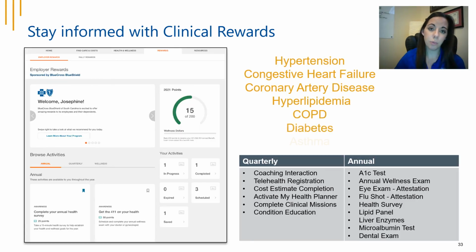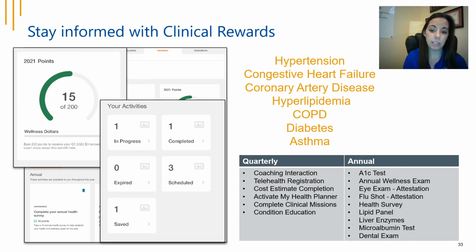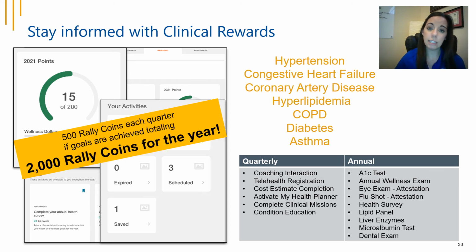We also want you to stay informed with clinical rewards. If you've been diagnosed with one of these chronic conditions shown here, you're eligible for clinical rewards in Rally. What this means is you are provided quarterly and annual goals and educational material related to your chronic condition. You will have a tracker feature within the Rally system to help you keep track of how many points you've earned and various goals throughout the year, your activities, and ultimately the goal is for you to stay engaged with your chronic condition, meet the quarterly and annual items that they're putting out for you, and then 500 Rally coins are eligible to be earned each quarter and 2,000 Rally coins per year.